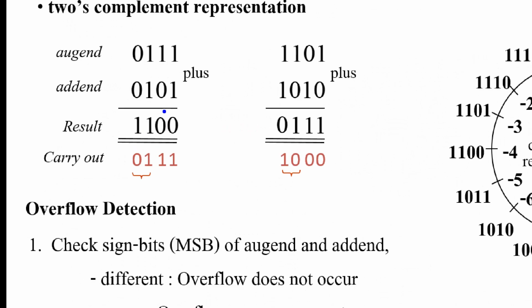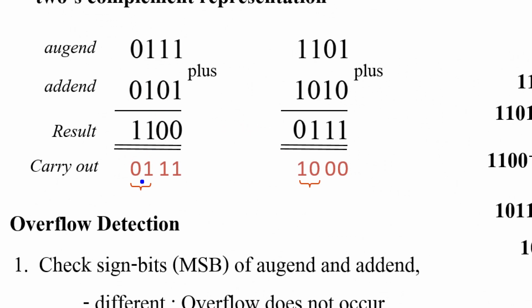Why? For example, if you know that the carry out is 0 1, that means the overflow occurred from positive and positive giving a negative result. And for this one, if the carry out is 1 0, that means it is from negative add negative and gives a positive result.